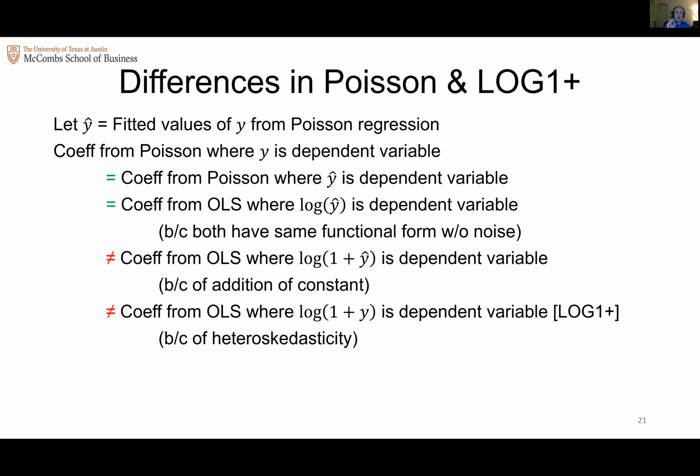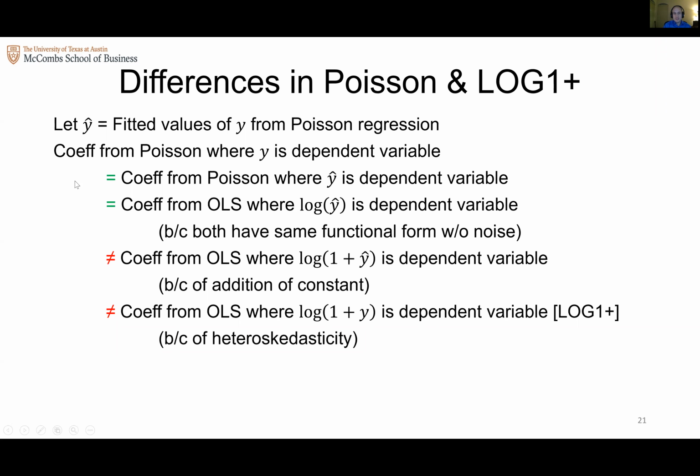Now suppose that we add a constant to this y hat before we take the log. So we add 1, which is the way people normally do it, but this could be any constant. The problem is that now the coefficient that we're going to get from this regression is no longer going to be the same as the coefficient that we would get from this OLS log of y hat regression. So the fact that we're adding a constant is going to change this estimate, and that's going to be one of the two factors that can drive this discrepancy between the Poisson estimates and the log of 1 plus estimates.